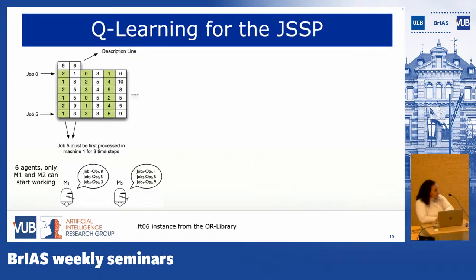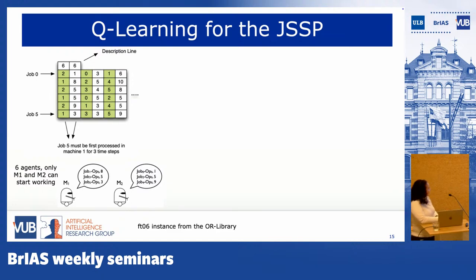So basically, just to give you an example, this is more or less the idea of how the instances of the operations research library are composed. So you basically receive a table like this. The first one is the description line stating the number of jobs and the number of resources, and then you have one line per job indicating the operation, where it needs to be executed, and how long it will take. So basically, the last line can be translated as job 5 must be processed first in machine 1 for 3 time steps. Then it has to go to machine 3 for 3 time steps, then to machine 5 for 9 time steps, and so on.